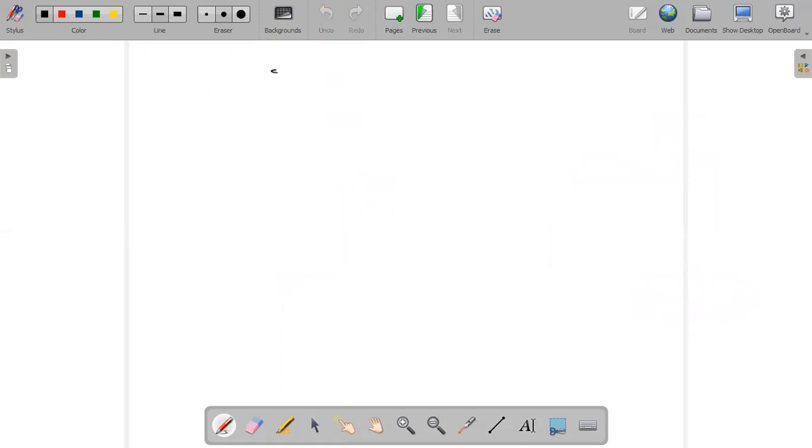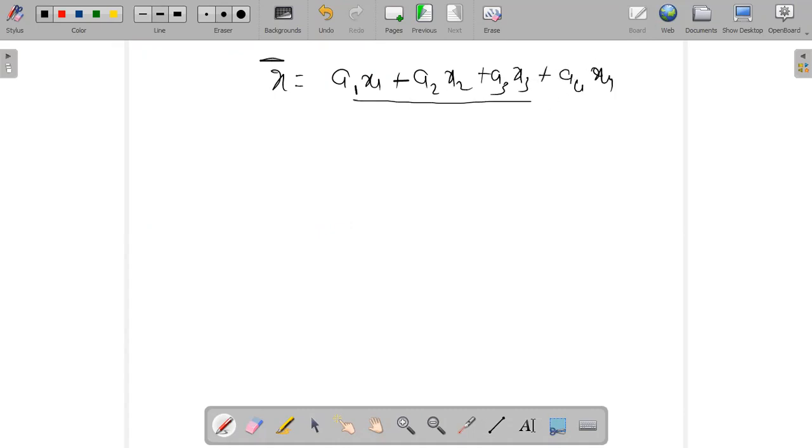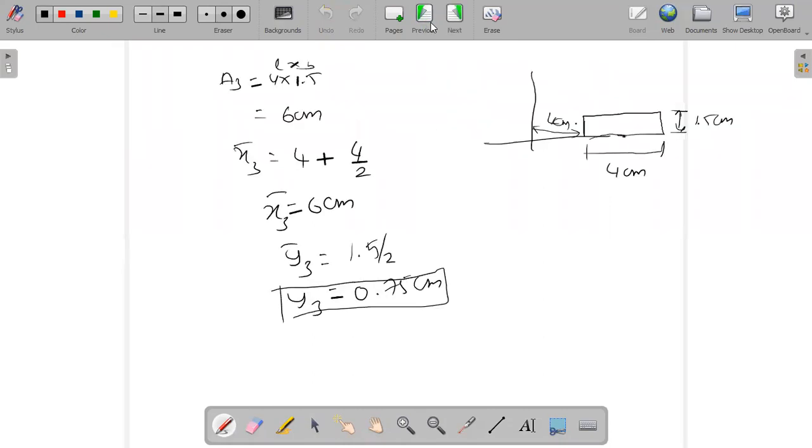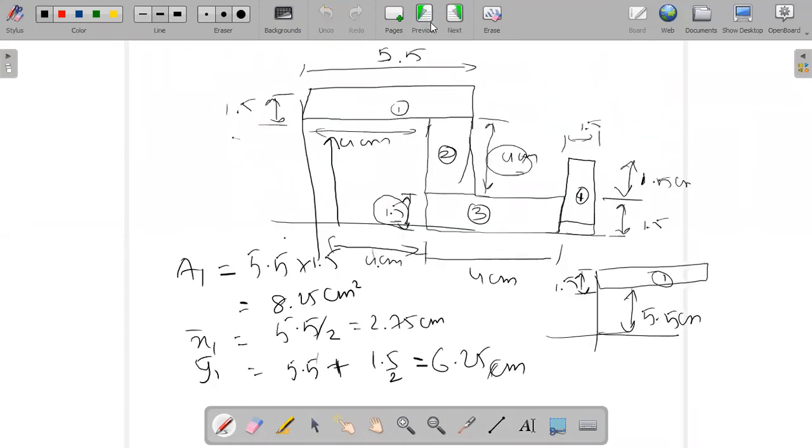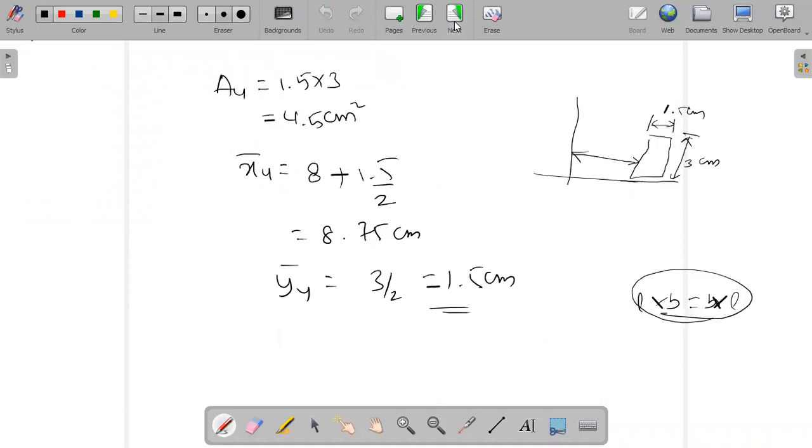So now tell me, x bar is equal to a1 x1 plus a2 x2 plus a3 x3 plus a4 x4, whole divided by a1 plus a2 plus a3 plus a4. What is the value of a1? Fast. If anyone has done the calculations, please tell me the calculation directly instead of waiting. Or else I will write all the values on one side, because this is a university problem. I have not solved this previously. I am doing it for the first time.